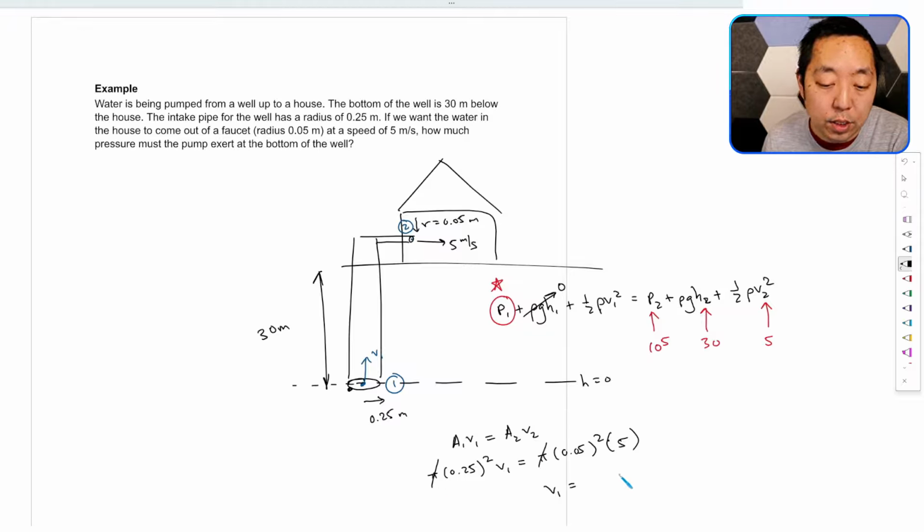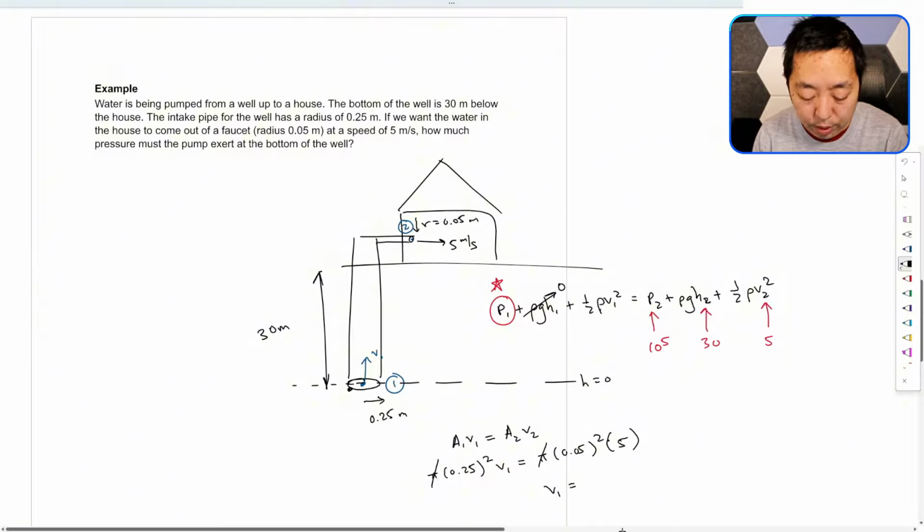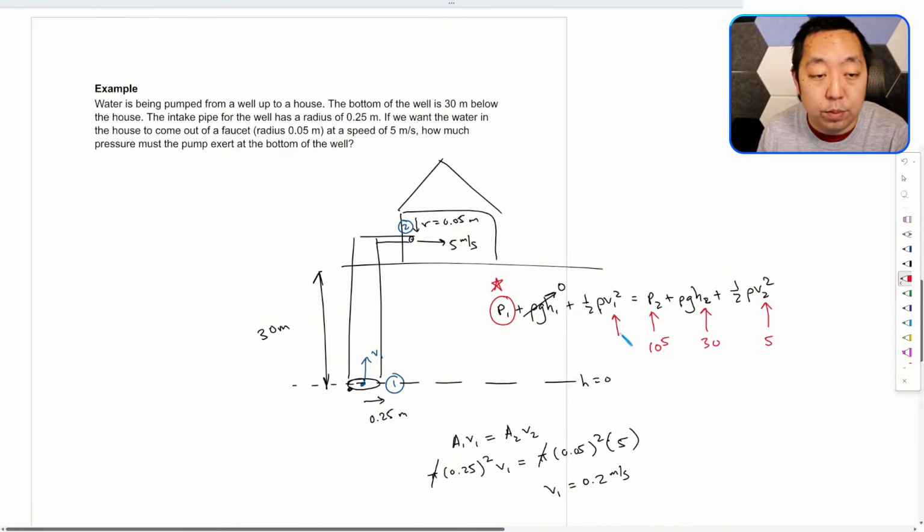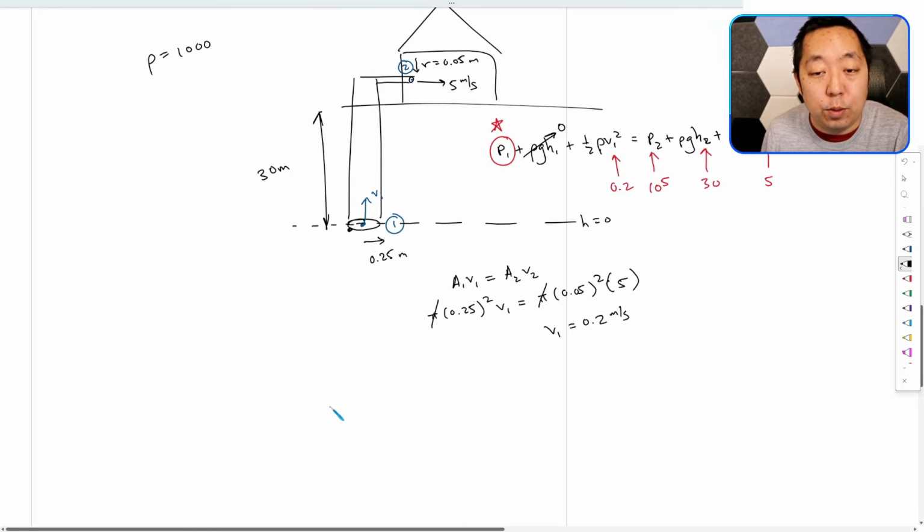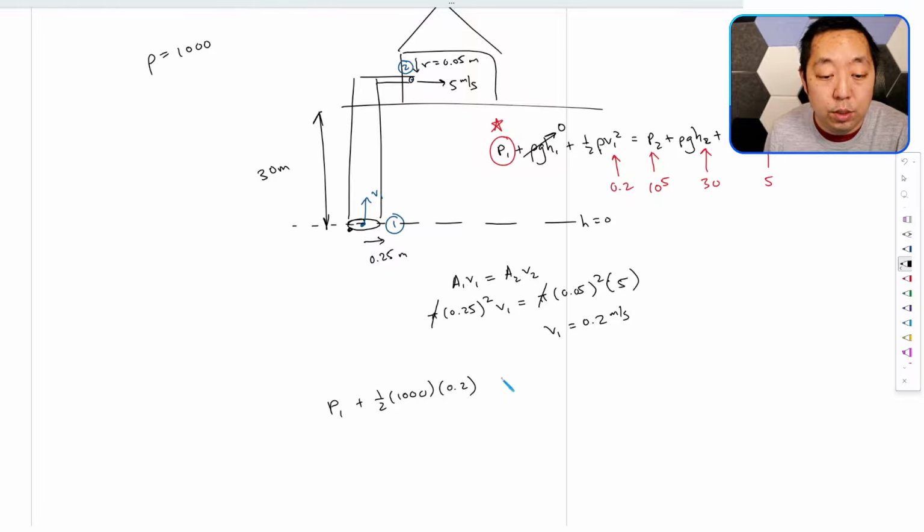Okay, the pi's cancel. I'll just do the math on my calculator instead of trying to do it in my head. It's going to be 0.2 meters per second. So now we know that this is 0.2. Water density, I wasn't given in the problem, but water density is about 1,000 kilograms per cubic meter. So then you can solve for P1 now. So P1 plus 1/2 times 1,000 times 0.2 is equal to 10 to the 5th plus 1,000 times, we'll use g of 10, times 30 plus 1/2 times 1,000 times 5 squared. Okay, and then we just solve for P1.